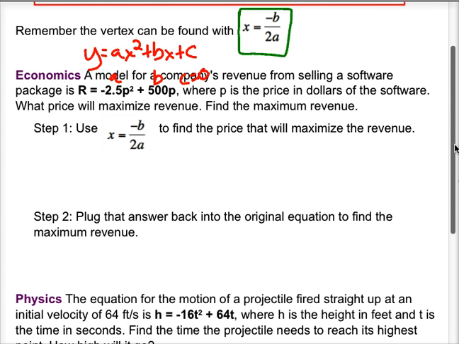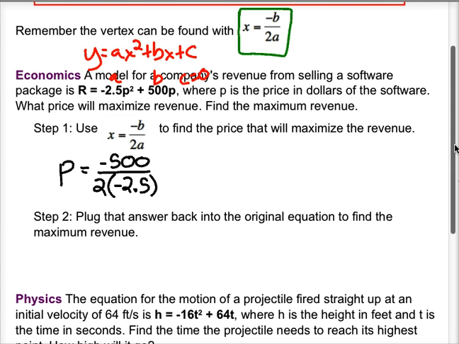So step 1. The first thing it says is what price will maximize revenue. So we have to find that x value, or in this case our p value. We're going to find that with negative b, so negative 500, divided by 2 times a. So divided by 2 times negative 2.5.